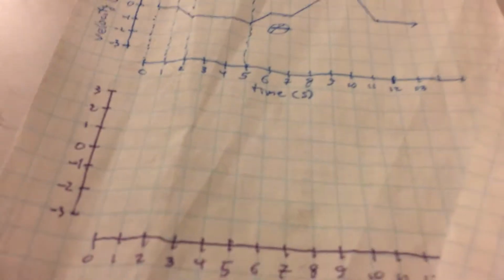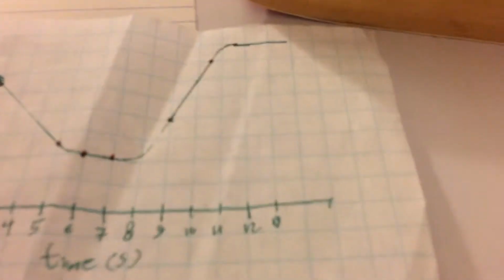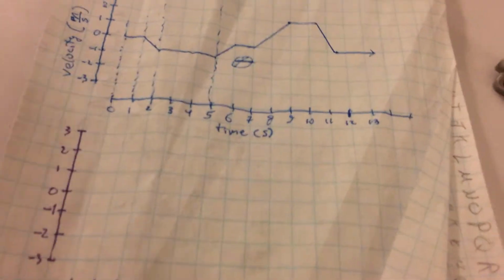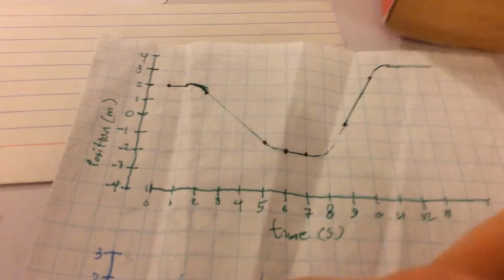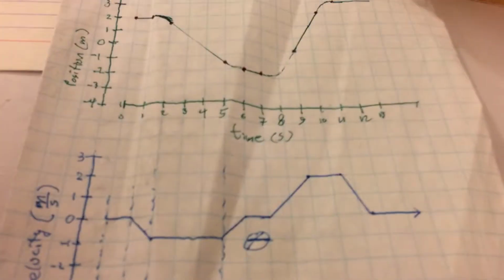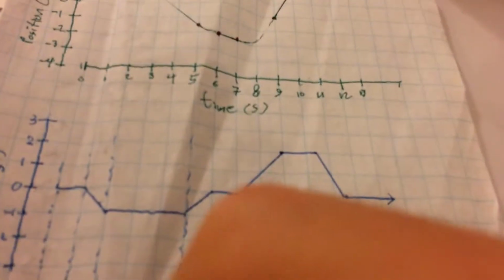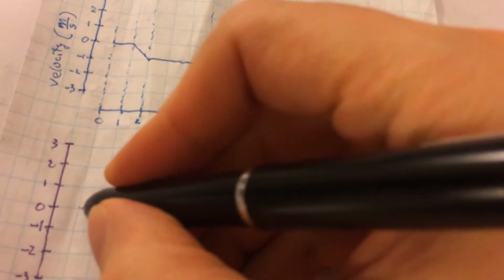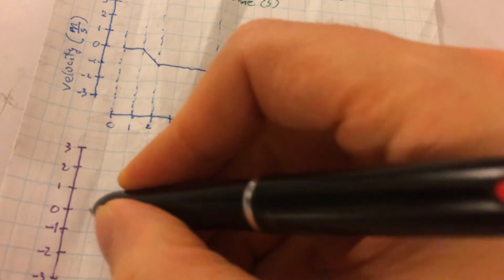So now the acceleration graph. We do exactly what we did between the position graph and the velocity graph. Since acceleration is always constant between intervals, it's always going to be a flat line, and that flat line between points is going to be the slope. So from 0 to 1, the slope is 0. That means from 0 to 1 second, the acceleration was 0 meters per second squared.